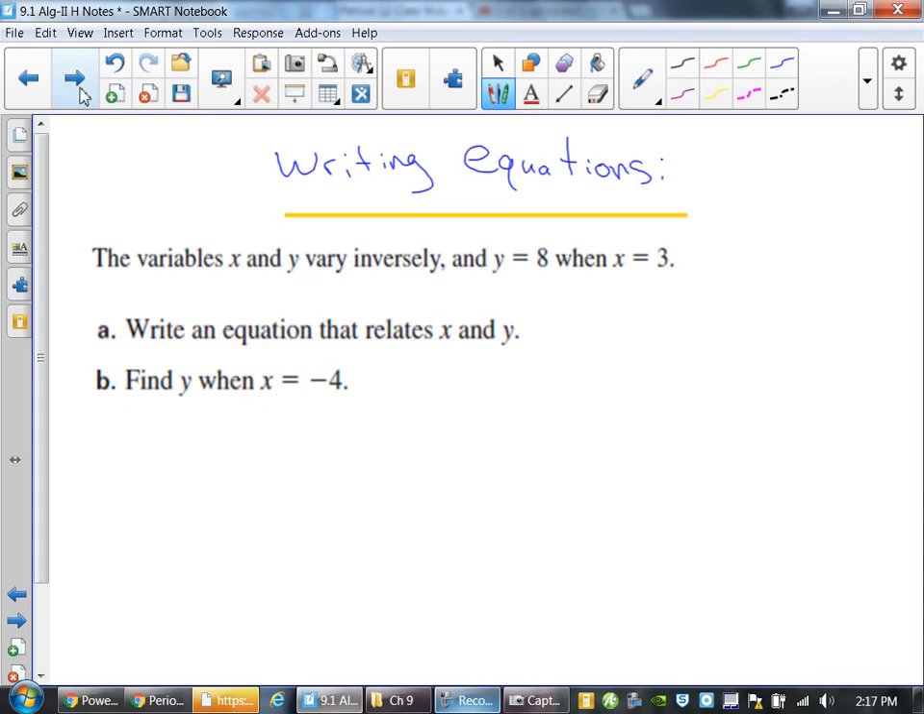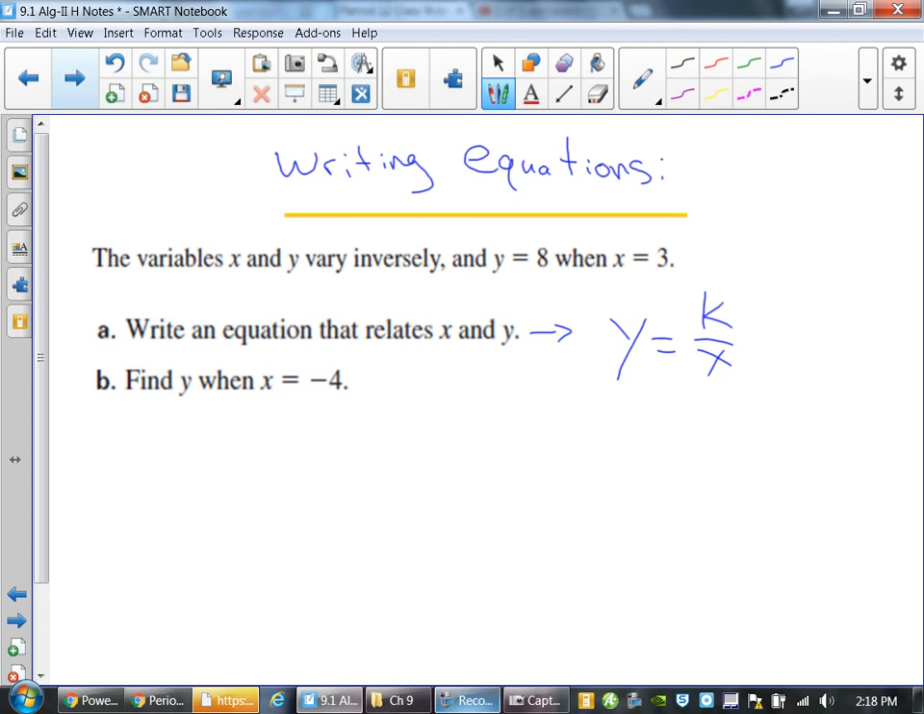Another way that they'll write this out is we're going to ask you to write an equation. Basically, it's a two-part problem. They'll tell you right off the bat that variables x and y vary inversely. So when you see that, that means y varies inversely with x. So if it varies inversely, the equation would be y equals k divided by x. And then it tells you when y is 8, when x is 3.